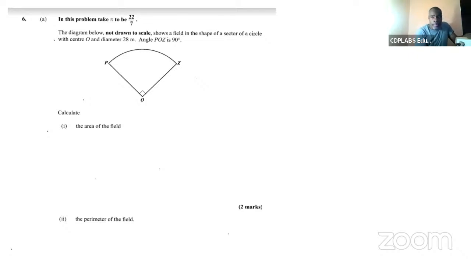So we're going to look at part 2 of the question. Okay, so the perimeter. What does the word perimeter mean? Anybody know? There's some primary school. What does the word perimeter mean? Anybody knows?